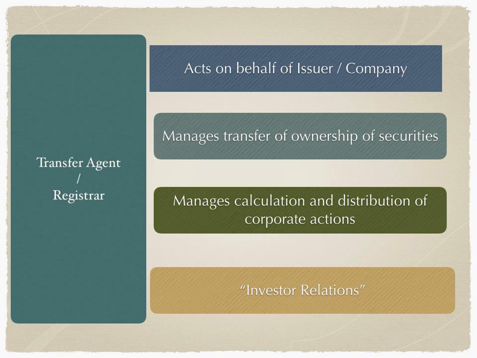Okay, so now we have four distinct entities: depository, custodian, STO, and transfer agent. How do they work with each other? How do they liaise with each other? Let's see that.